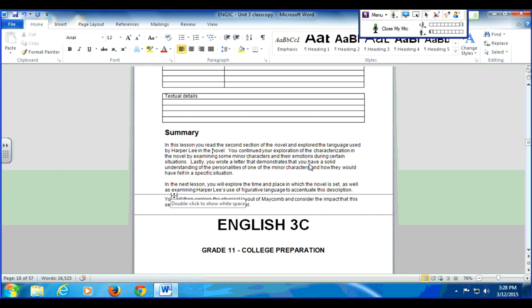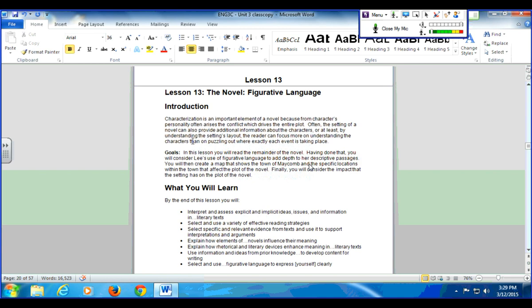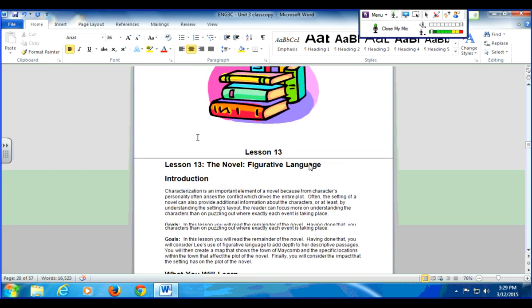And so that's the end of lesson 12. Now, just a quick preview. We get into lesson 13, where we look at what's known as figurative language. But we'll look more at that after the break. I don't want to get into that.